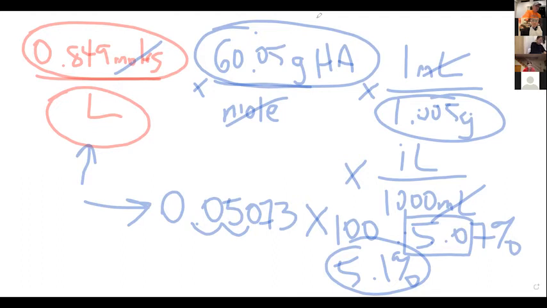I believe it's 0.0%. Is that correct? So I was expecting 5% and I got 5.1. What's my percent error? 0.1%? Nope.